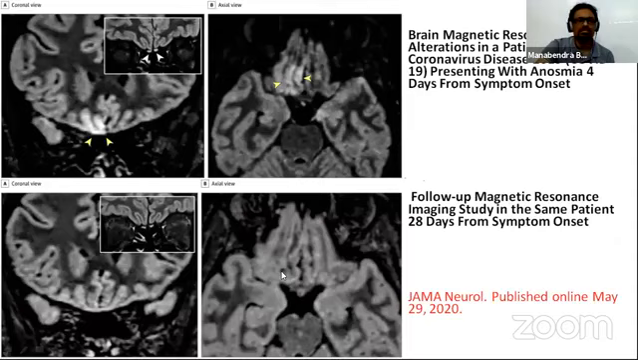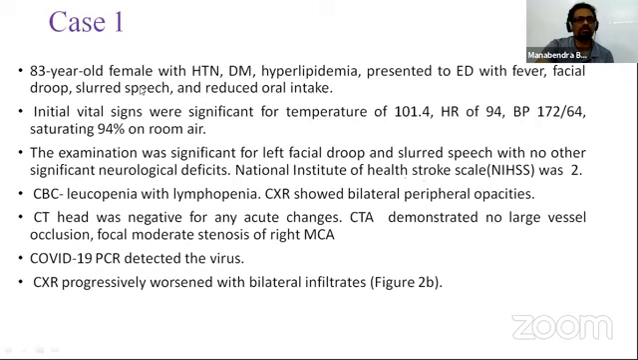So, very interesting. Cerebrovascular disease: there are a lot of cases of cerebrovascular disease. This is case one, a 3-year-old female with hypertension, with a lot of comorbidities. The patient presented with fever, facial droop, and slurring of speech. The patient was febrile, his pressure was high, 170 over 69, and saturating 94% on room air. On neurological examination, there was nothing except the left facial droop and slurred speech. NIH score was 2, very mild.